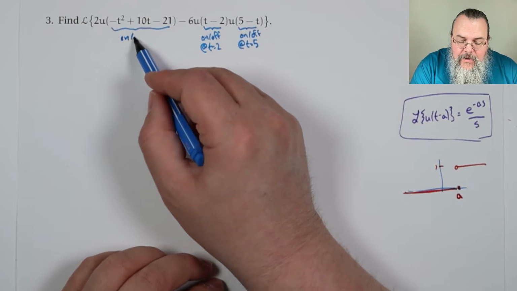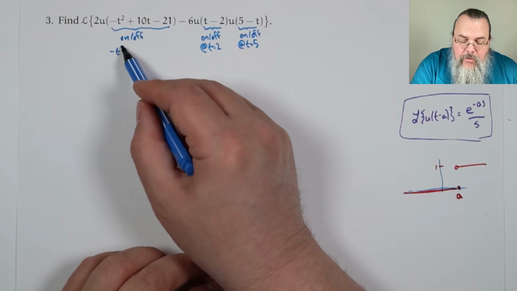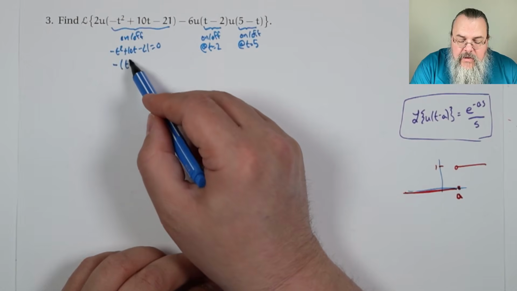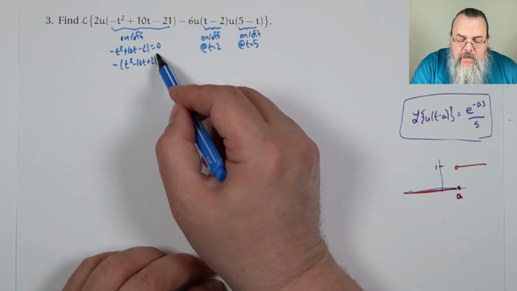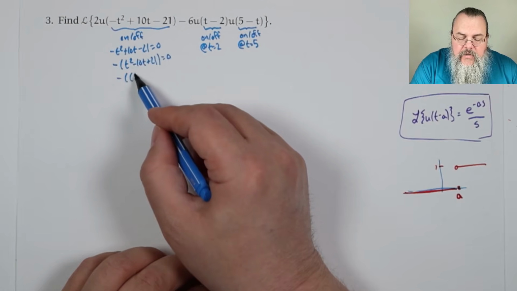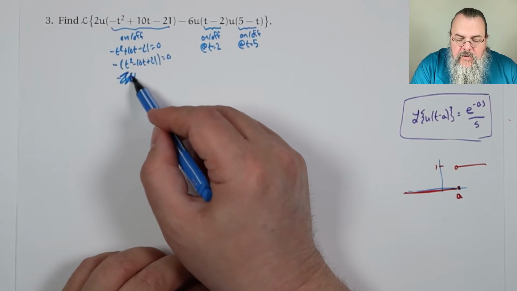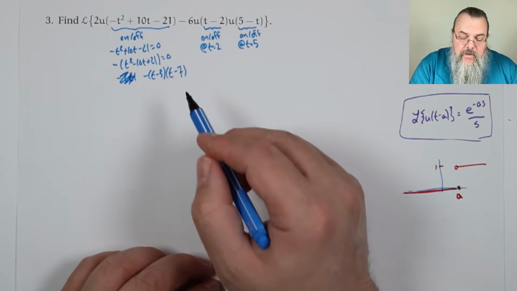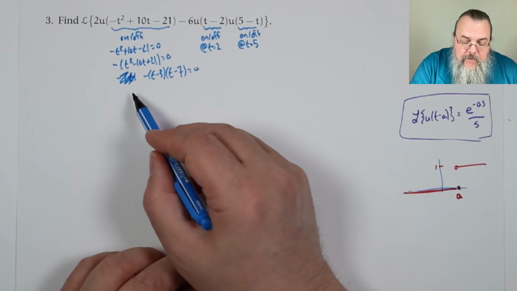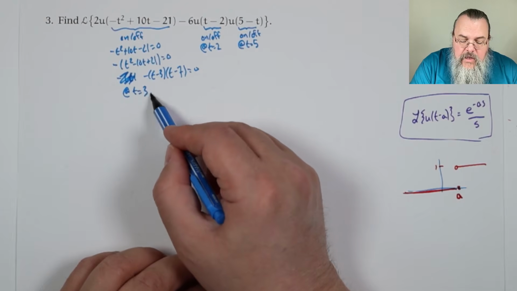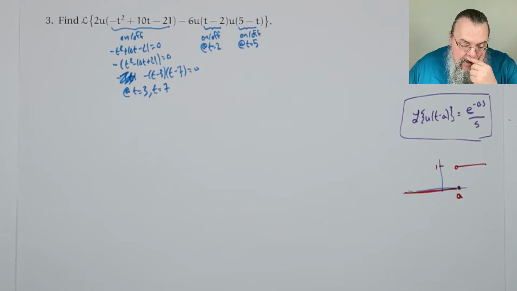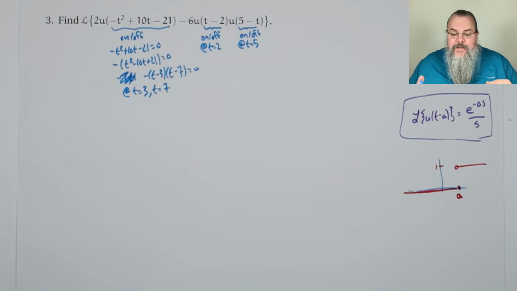Now this one, where does this happen? On, off. Well, that's minus t squared plus 10t minus 21 equals 0. If you factor the minus out, that's t squared minus 10t plus 21 equals 0. And that factors as t minus 3, t minus 7. And so in particular, on-off happens at t equals 3 and t equals 7. Okay, so we can say that interesting things happen at 2, 3, 5, 7.